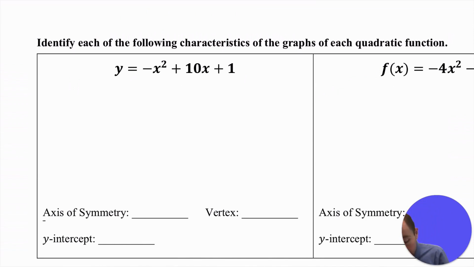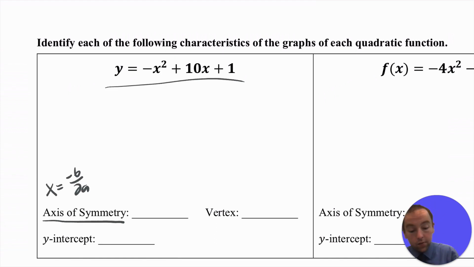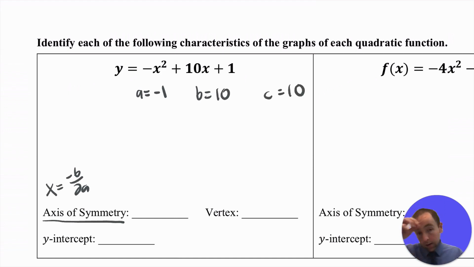The axis of symmetry is always located at x equals negative b over 2a when your equation is in standard form like it is right here. So we need to recognize what a, b, and c actually are. a in this case is negative 1, because that's the number multiplied with the x squared term. b is a positive 10, and then c is always the constant term, which in this case is, sorry, not 10, it's a 1 there.